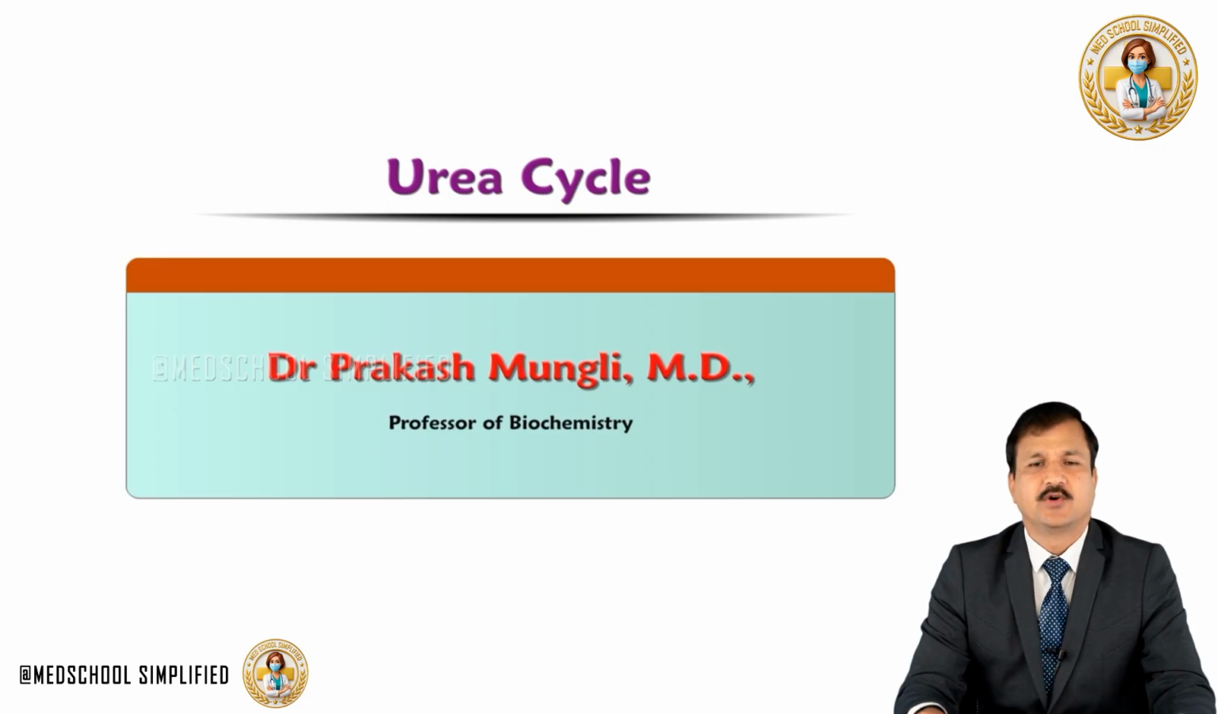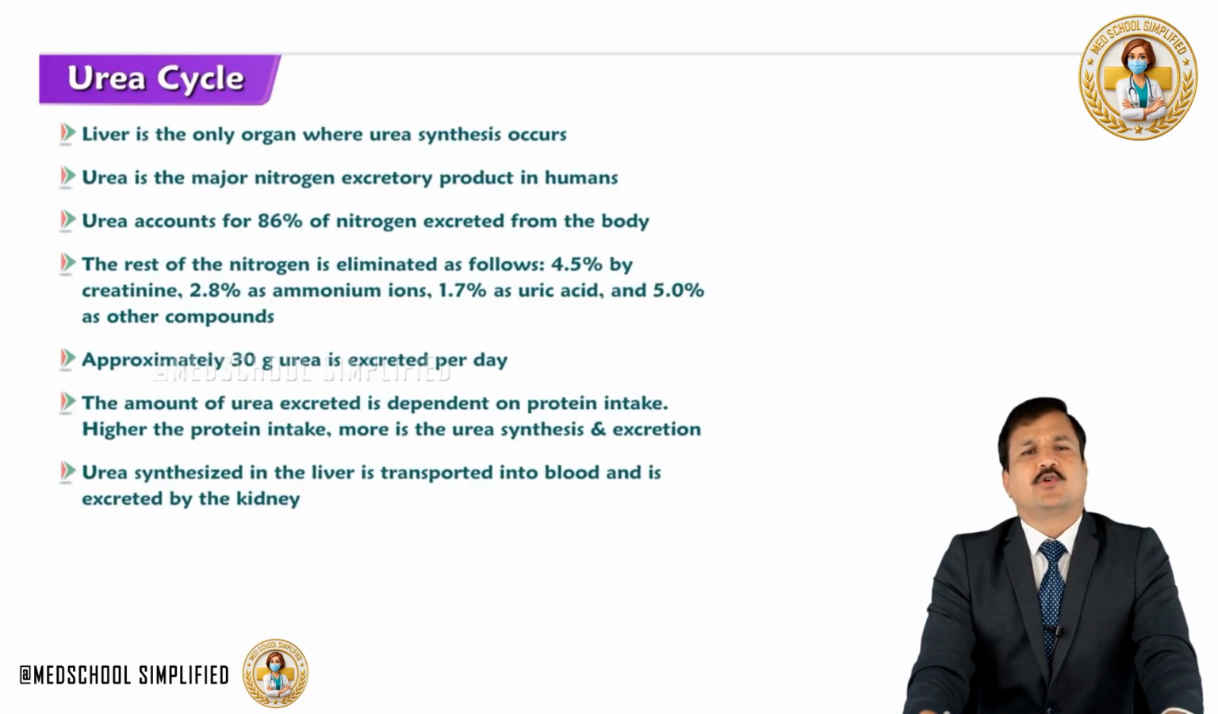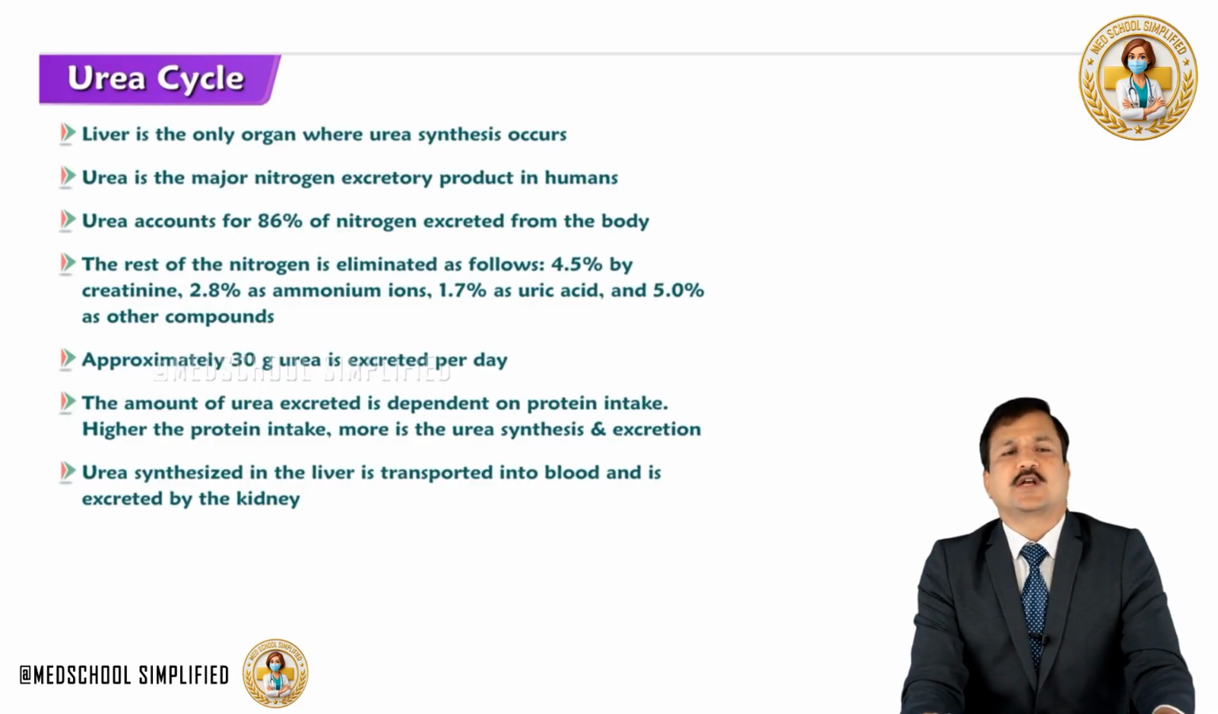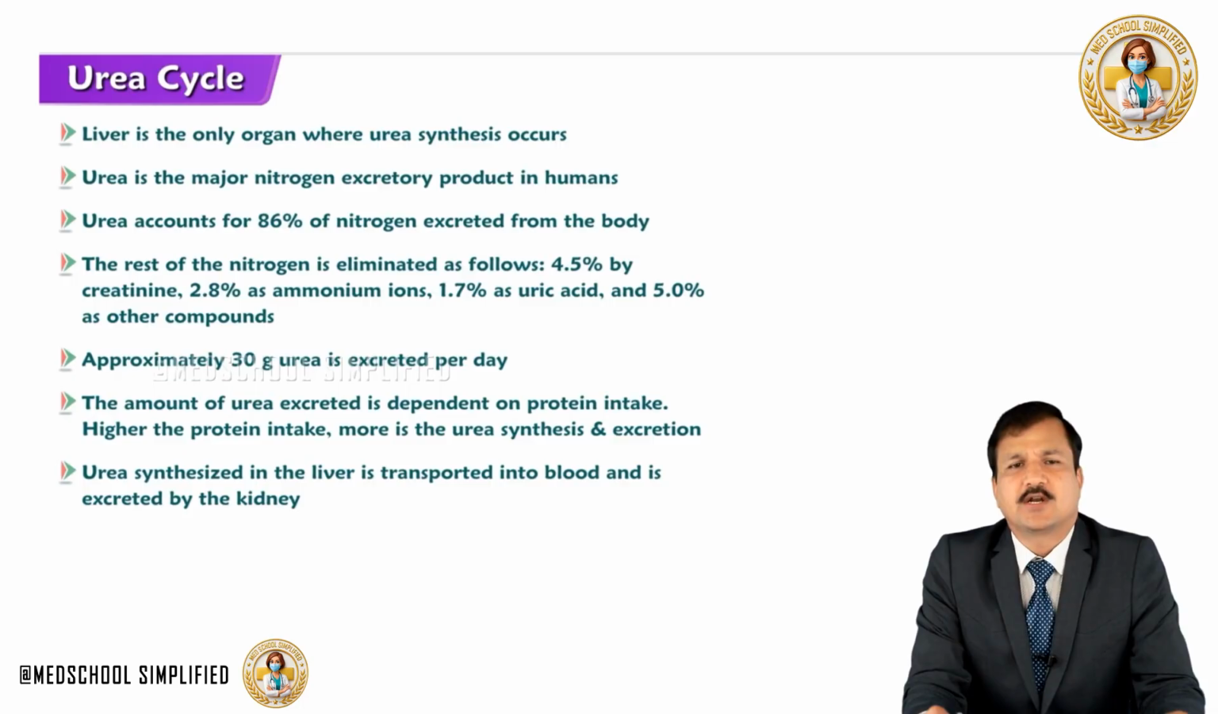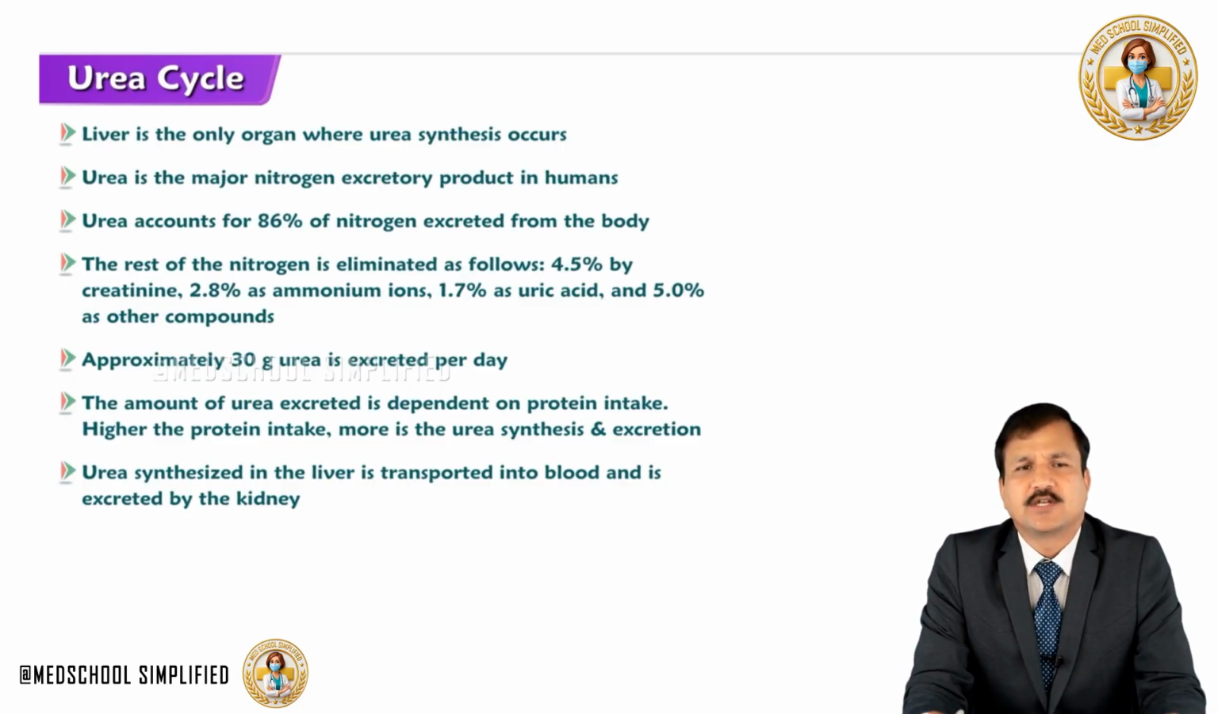So in this video, I will be going over all the reactions of the urea cycle and also the regulation of the urea cycle. Now let's get into details. The liver is the only organ where urea synthesis occurs, and urea is the major nitrogenous excretory product in humans.